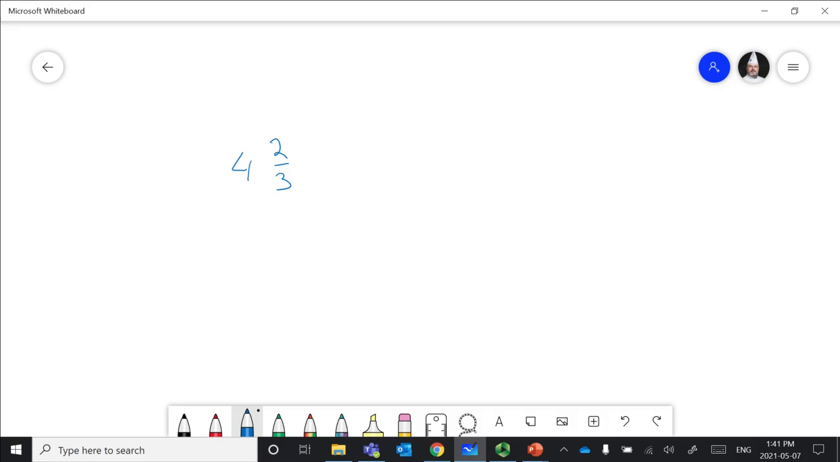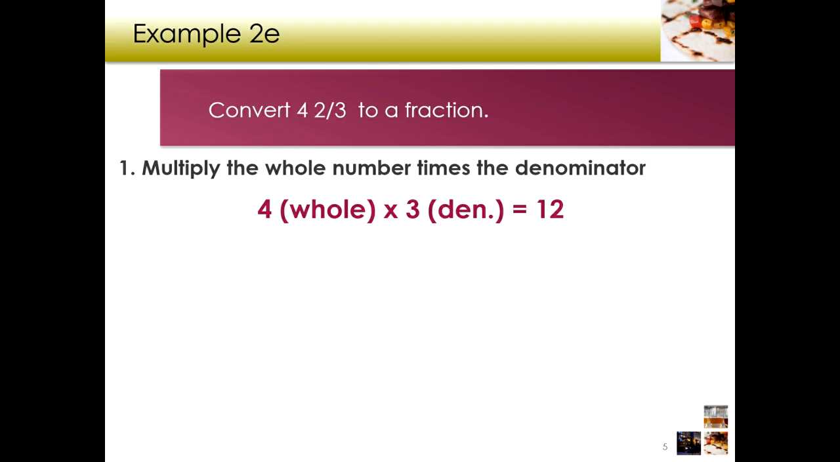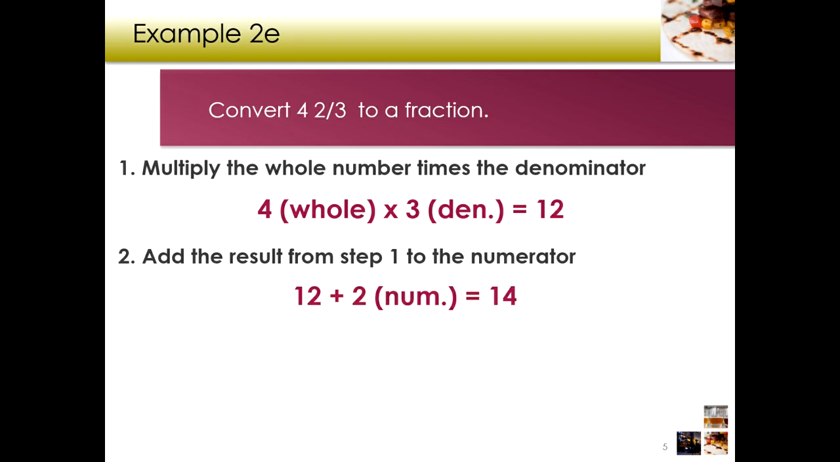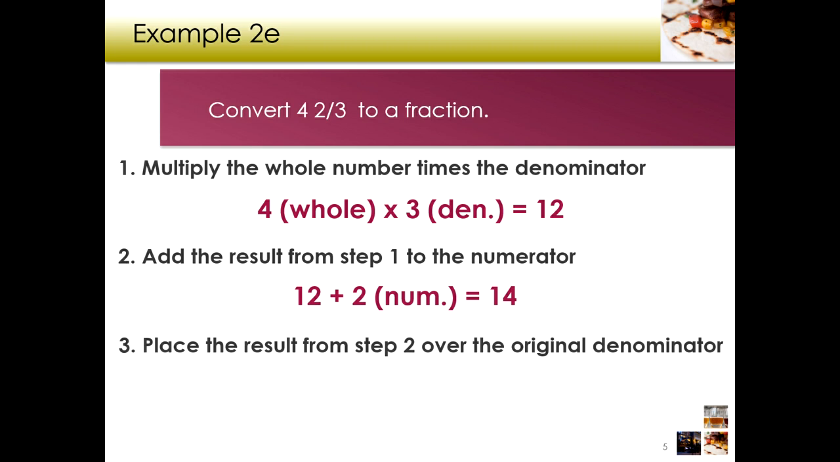So if we had 4 wholes, we've got 4 times 3, which equals 12. My pen stopped working for a second there. It's 12, right? So we have 12, and then we had a 2 for our numerator, so we add our 2, so we get 14. And we have 14 out of 3, right? We multiplied our whole number by our denominator, gave us 12. We added in our numerator to get 14, and then we place that result over our denominator, which gives us 14/3, right?